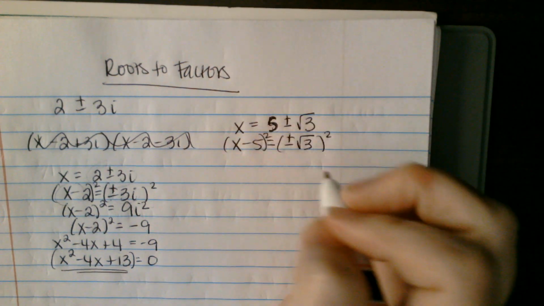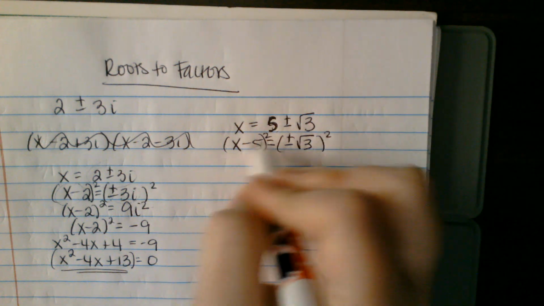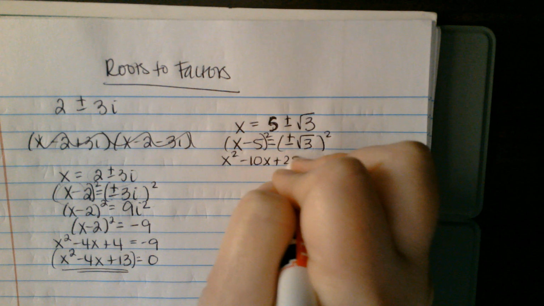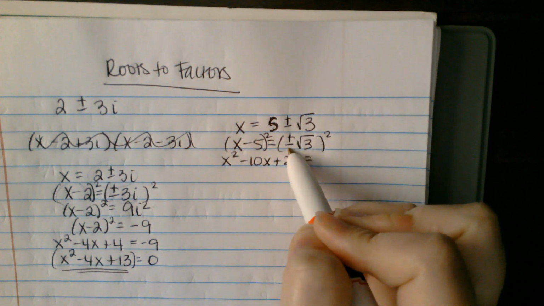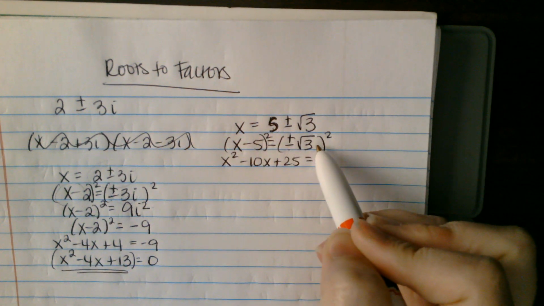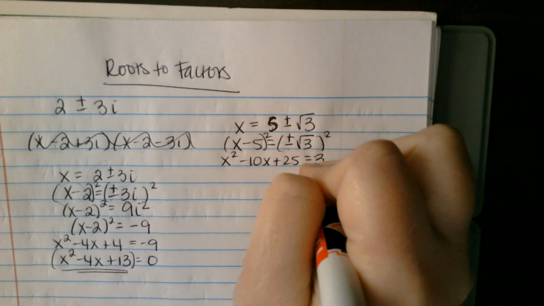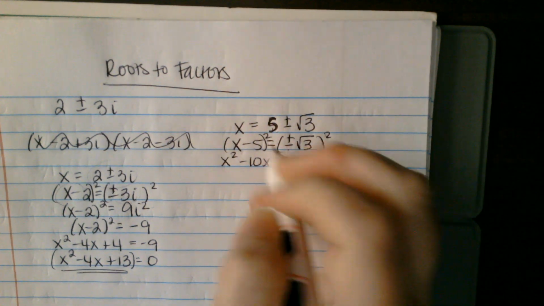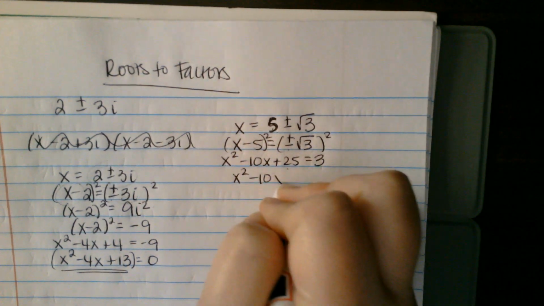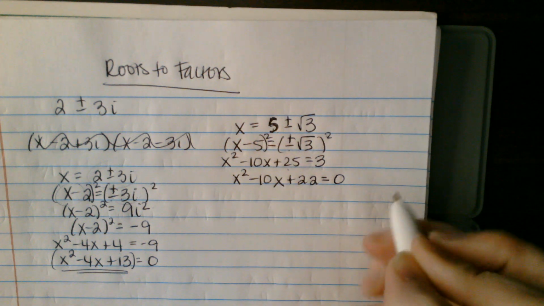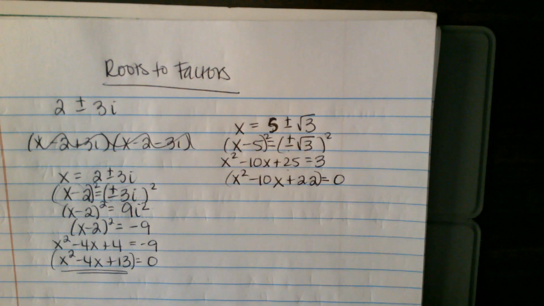So x minus 5 squared, which I'm going to go ahead and FOIL out. So it's x squared minus 10x plus 25. And whether it's positive or negative, I'm always going to get a positive answer. So square root of 3 squared is just 3. So then I can subtract 3 from both sides to get this equals 0. So then this is my factor.